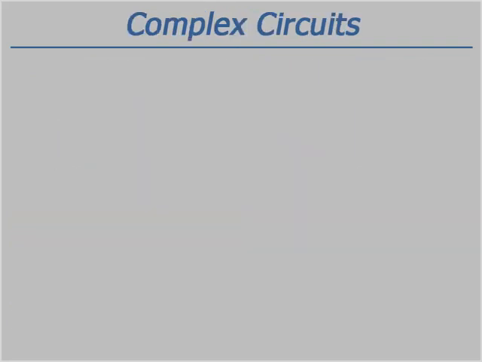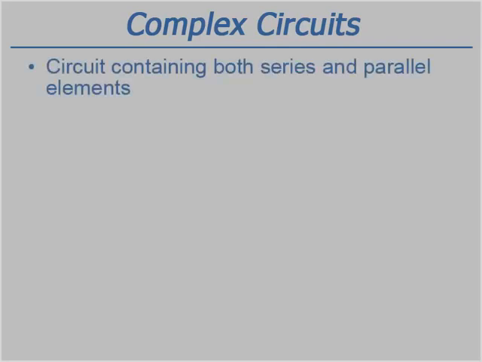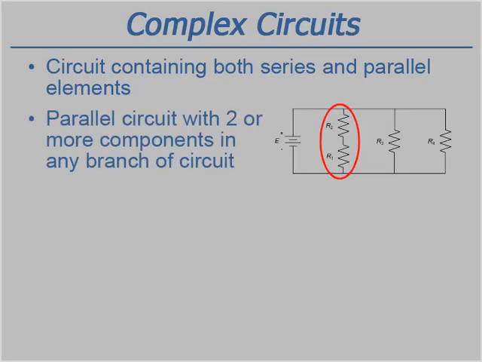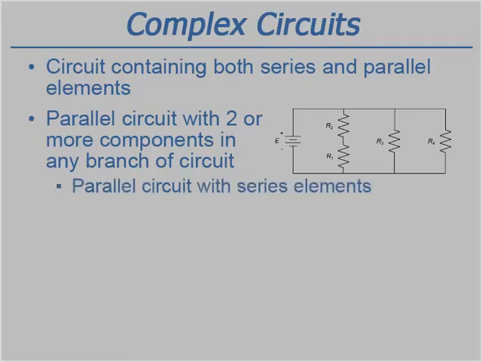So far, all we have discussed are simple series and parallel circuits. Most electrical circuits, however, contain both series and parallel elements in the circuit. These types of circuits are called complex circuits. Parallel circuits can have two or more components in any branch of the circuit. This type of complex circuit is a parallel circuit with series elements.